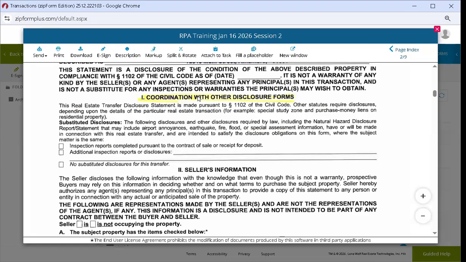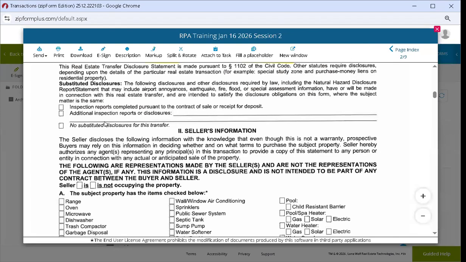So on section 1, coordination with other disclosure forms, generally you're going to be checking no substituted disclosures to this transfer. Let's say you had something that you really wanted to put in, like an additional inspection report. You would check this box and detail out here what it is. But usually you're just going to check no substituted disclosures for this transfer, unless there's something that you really need to incorporate. And if it's something you were going to do and you need advice on that, please talk to Peter and I. We'll look everything over with you, okay?